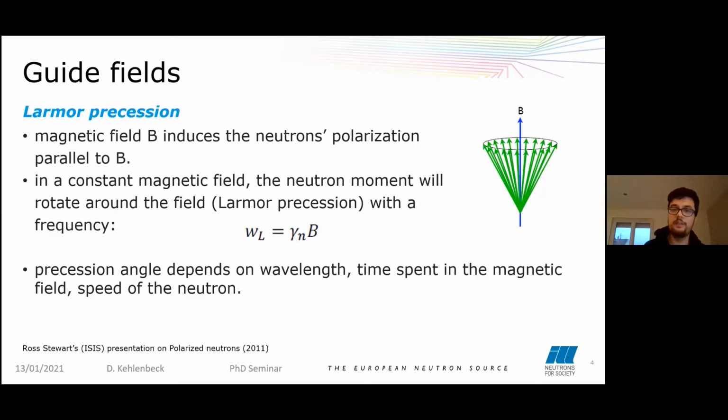The precession angle depends on the wavelength. That means it depends on the time in the magnetic field, and therefore on the speed of the neutrons.